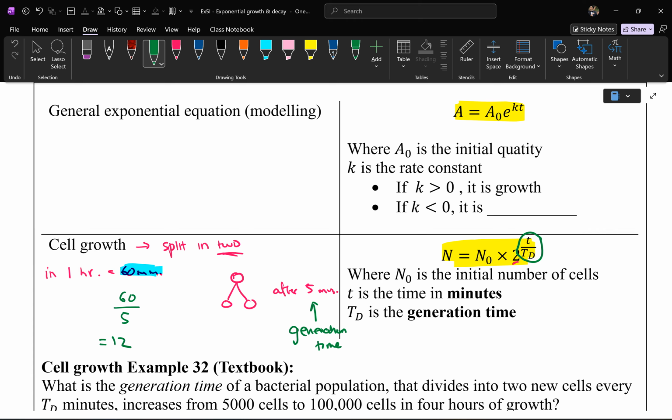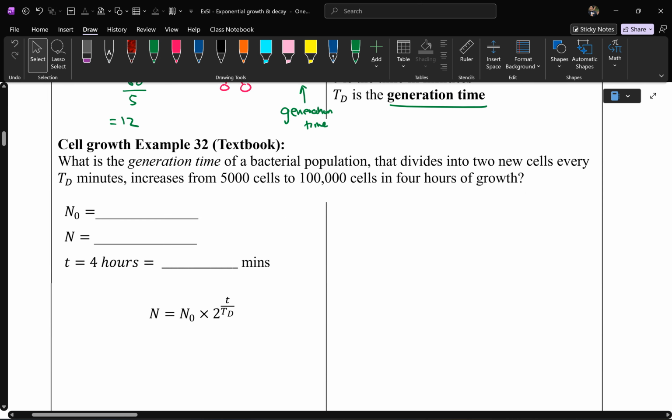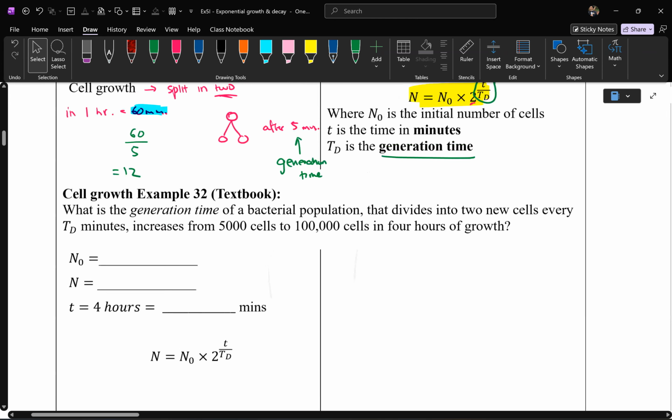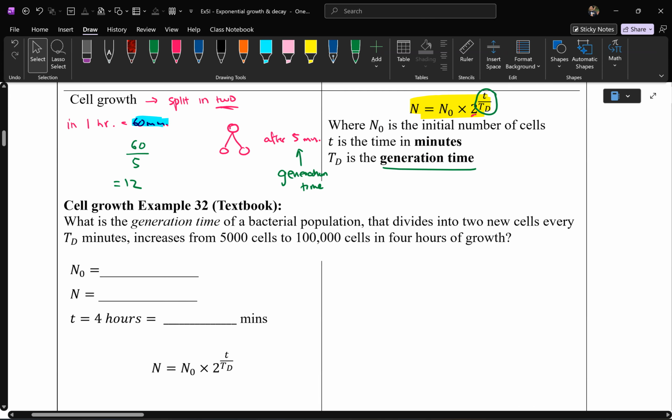Some questions could be 15 minutes. Every 15 minutes it splits. Every 3 minutes it splits, or every minute it splits. So then you've got to figure out what the rule would be to get there. And it literally is just the duration divided by, well, how long does it take to split? That's the only part that I find students don't understand when they're looking through the textbook. So generation time literally just means how long does it take to split a cell? Here's a textbook example, if you're reading into it, trying to understand it.